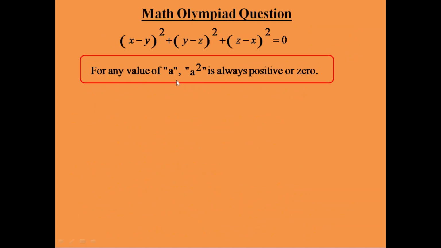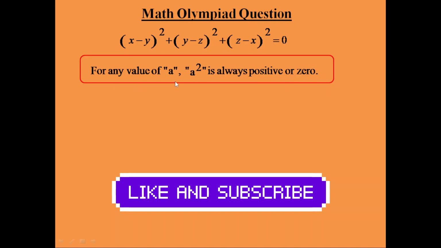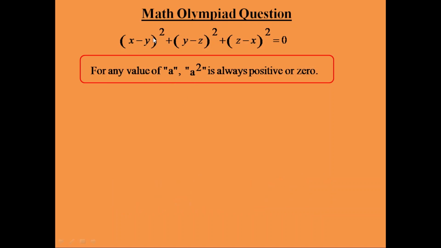For any value of a, a square is always positive or 0. So let's consider this statement and apply it to our equation. So let x minus y be a. When it is squared, x minus y whole square is always positive or 0. Similarly, y minus z whole square is always positive or 0. Similarly, z minus x whole square is always positive or 0.